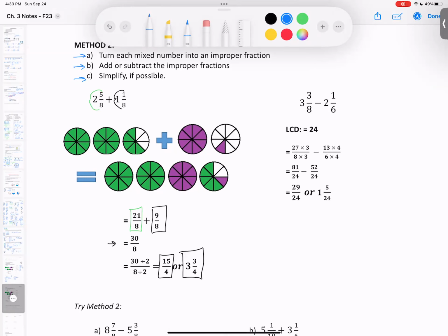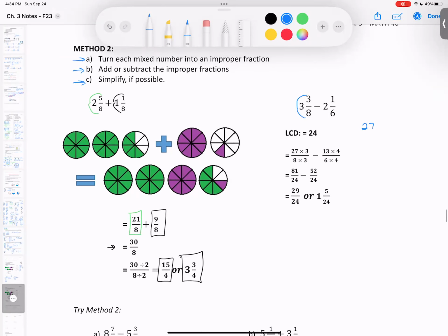The second one's a little more tricky because now we have different, unlike denominators. So first step, same, we're going to convert to improper fractions. So 8 times 3 gives us 24, plus 3 gives us 27. So we end up with, I'm just going to write it down again, 27 over 8. And then we've got minus, so we've got 6 times 2 is 12, plus 1 is 13 over 6.